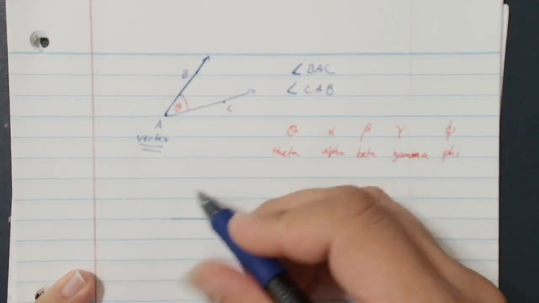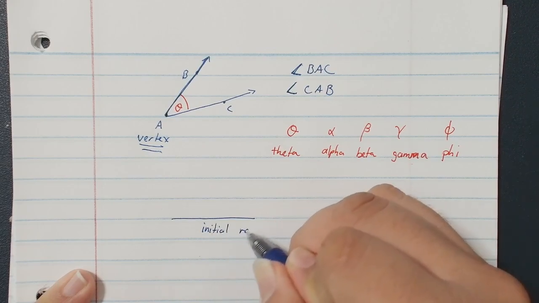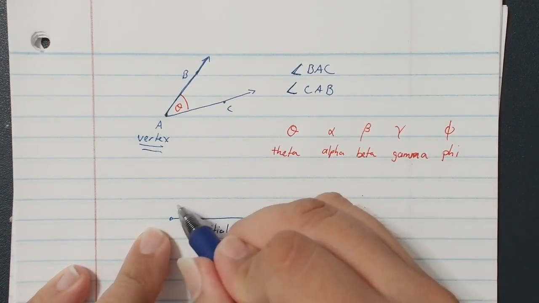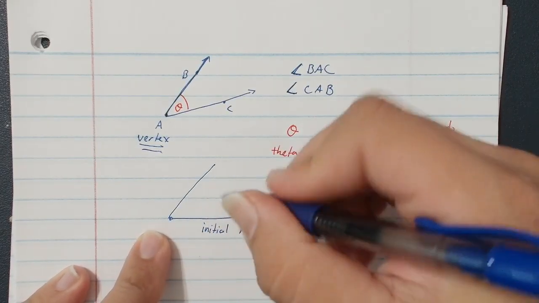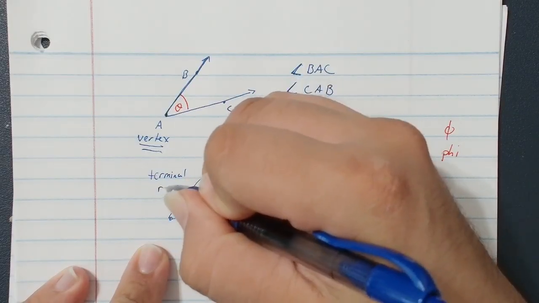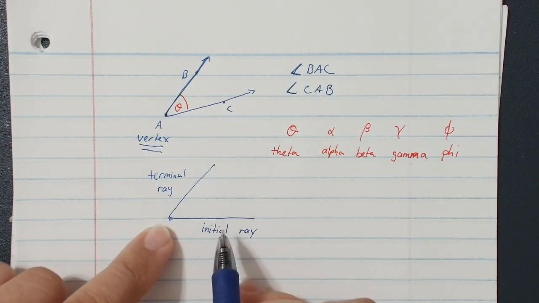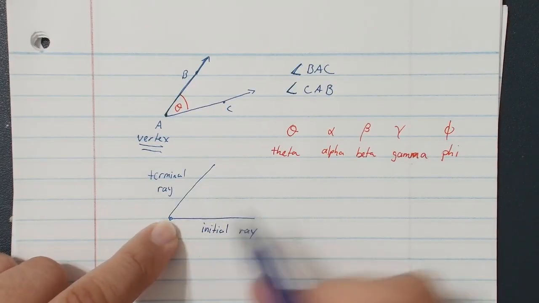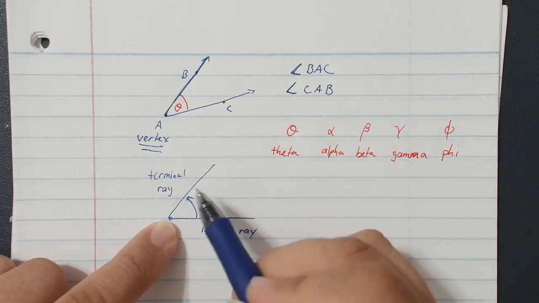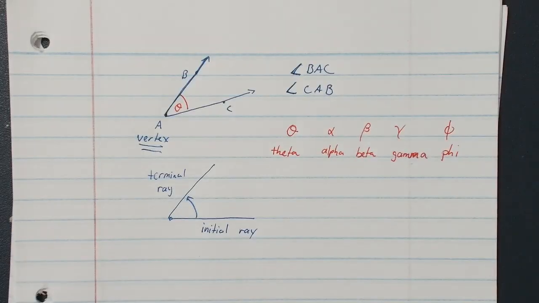The one you start measuring from, this is called your initial ray. The one that you end on, now remember they do have to have a common vertex. The one that you end on, this is called the terminal ray. Switching these two would give you the same measure, but in the opposite direction. And there will be a difference between going from here up this way versus from here down this way. Those are considered to be different measures.